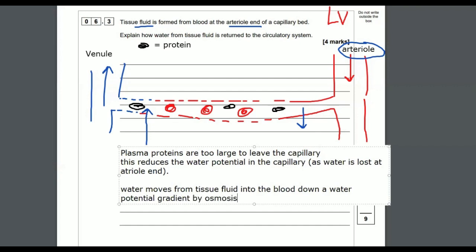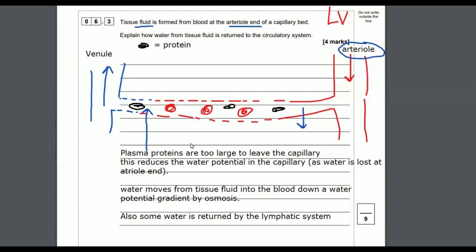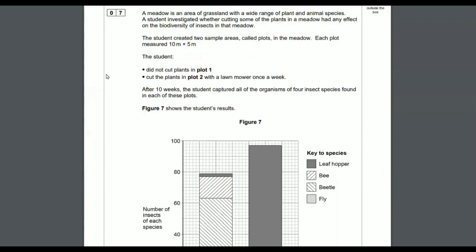Water also moves into lymph vessels, and lymph vessels work by, as you move about, the contraction of your muscles. So more of a pressure system that forces fluid back into the circulatory system as well. So you're going to get the marks for saying plasma proteins too big, they stay behind in the blood, they lower the water potential in the blood of the capillary, water moves in from the tissue fluid back into the capillary at the venular end by osmosis. And that's going to grab you all those marks.